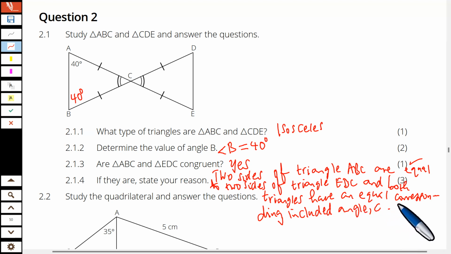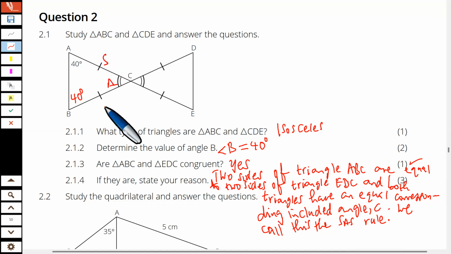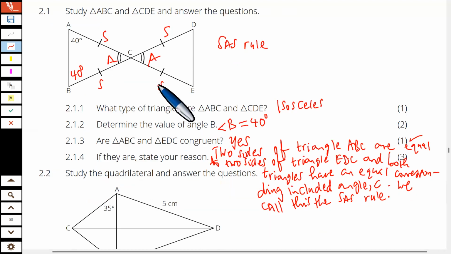We call this the SAS rule. So in other words, you have side, angle, side. This is called the SAS rule, because you have the side, angle, side. Okay. Next question.